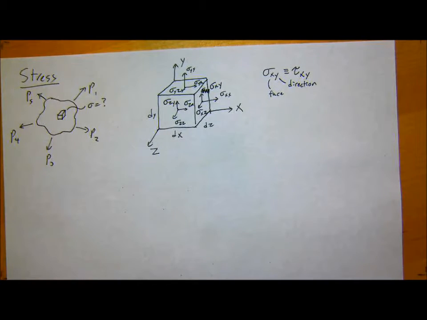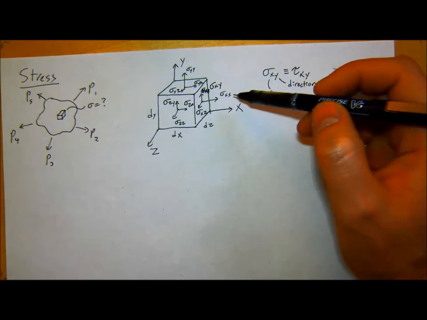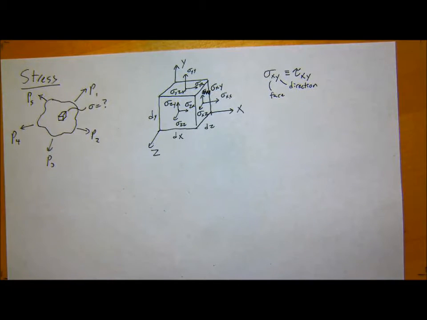As a convention, we have positive stress being a tensile stress. So here I have my sigma xx going in the positive x direction, and that's going to be a tensile force. A negative sigma xx is a compressive force. I don't know why that is what it is, but that's the convention that's popped up.